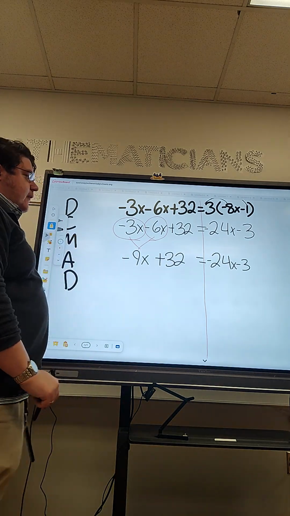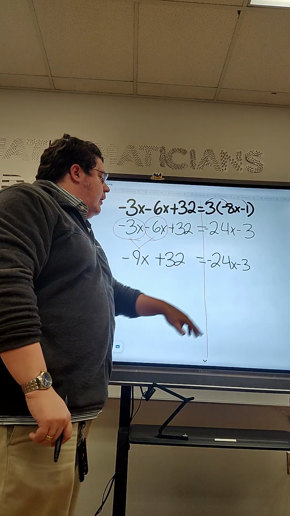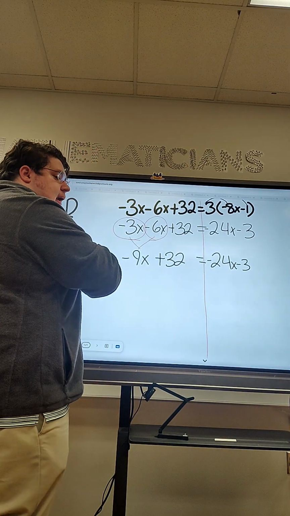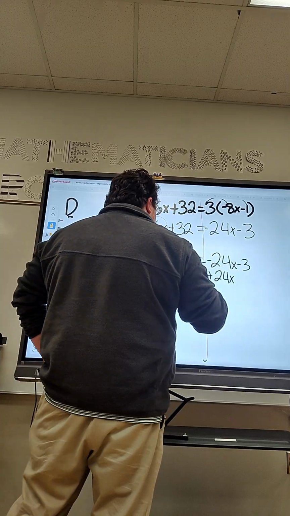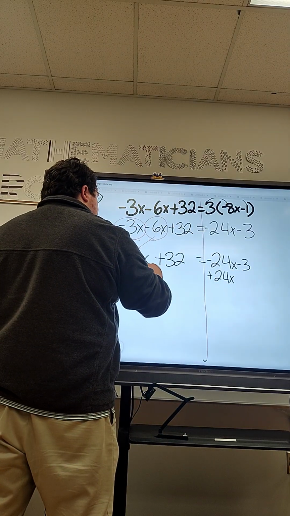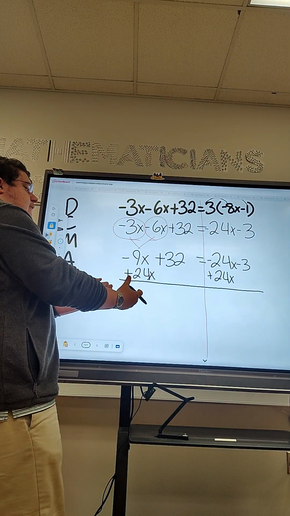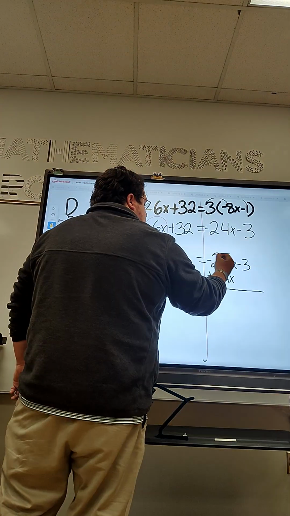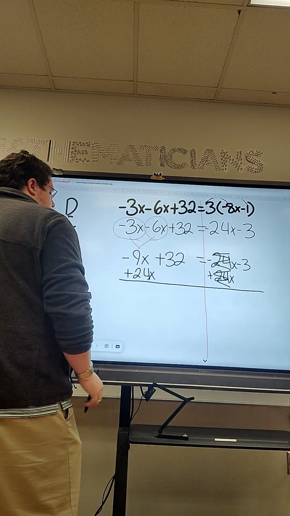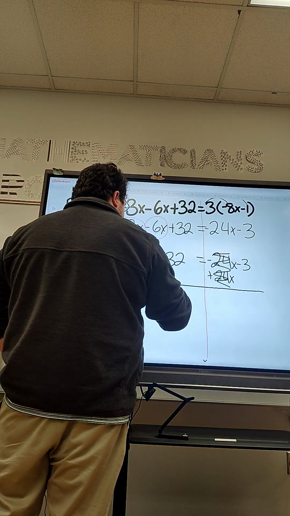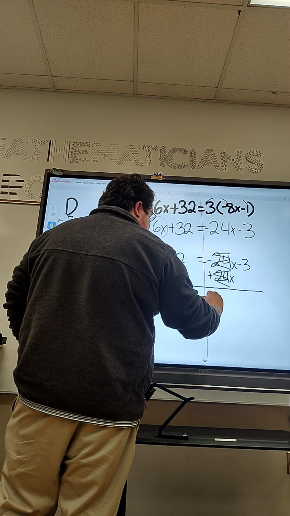Now we're on to this moving the variable step. I see an x on the left-hand side, I see an x on the right-hand side, so I'm going to get all the x's onto the same side. I'll add 24x to both sides. Again, lining up my variables so the addition is really easy for me. 24x has gone over here. -9x plus 24x is 15x. And I'll rewrite. Plus 32 equals -3.